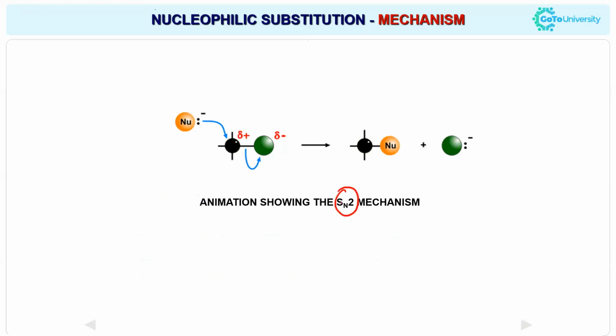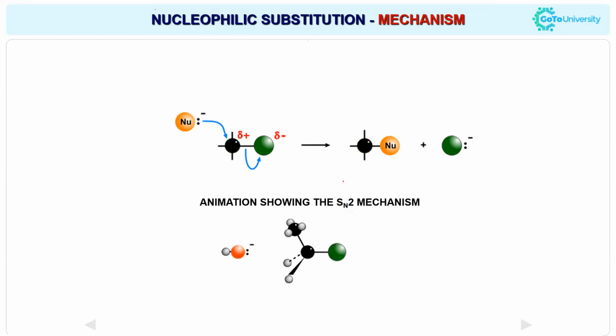SN2 mechanism means it is a single-step process. That is, the nucleophile attacks the carbon and the leaving group leaves. Both the nucleophilic attack and the leaving of the chlorine atom take place in a single step. So that is what happens in the case of SN2. The single-step process is called the SN2 mechanism.